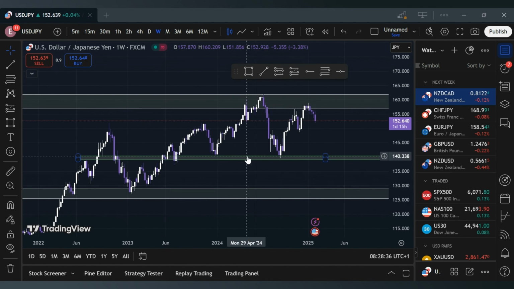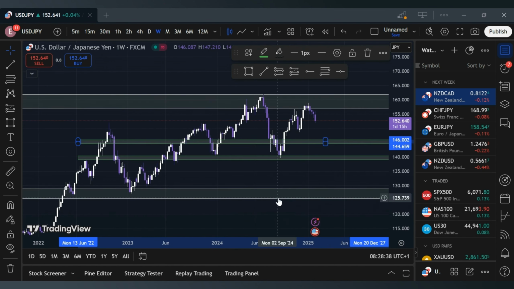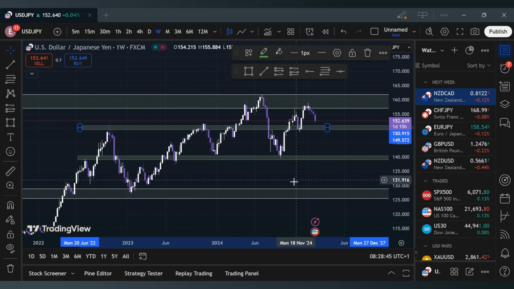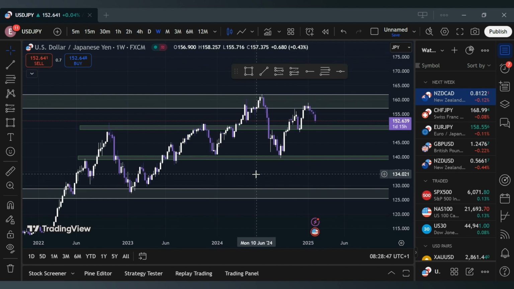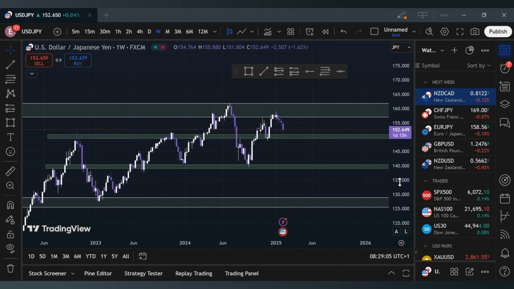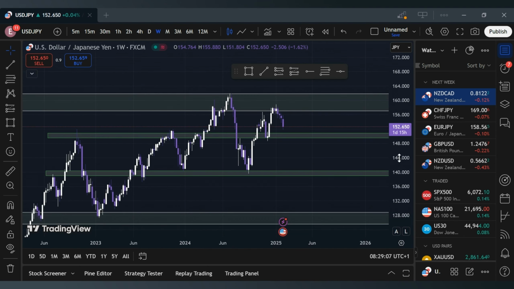Then next, another zone which I can see here should be this. So this is another minor support and resistance zone. Basically, we have reactions of it here 1, 2, 3, 4, and 5. So this is a strong minor support and resistance zone on the weekly time frame.